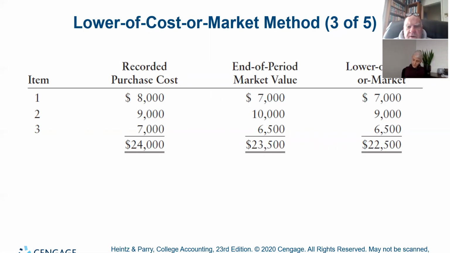So which one are we going to put on our balance sheet? Lower of cost or market. 7,000. Look at the next one. We purchased something for 9,000 and it looks like we're still selling them for 10.